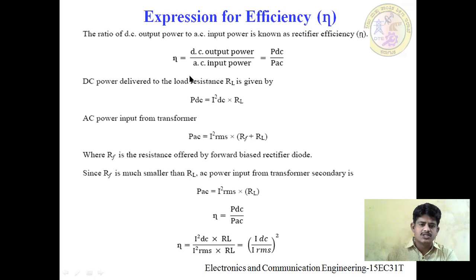So just substitute this PAC and PDC value into the efficiency equation. So PDC by PAC, PDC is given as I square DC into RL, and PAC is given as I square RMS into RL. So here RL gets cancelled. So we can write this as, in the bracket, IDC divided by IRMS, whole square. So this is the expression for efficiency. Just go through once how we can obtain the equation for efficiency, and you have to remember the efficiency equation, so that it is very helpful for you to solve the problems.